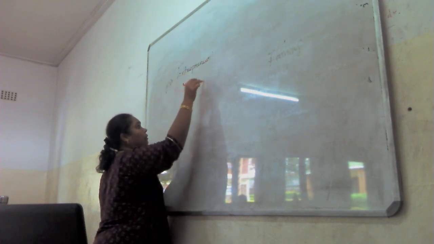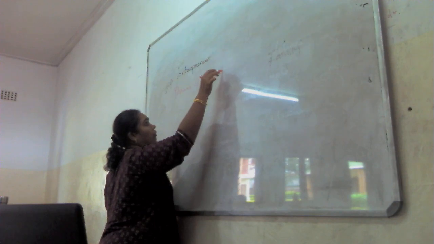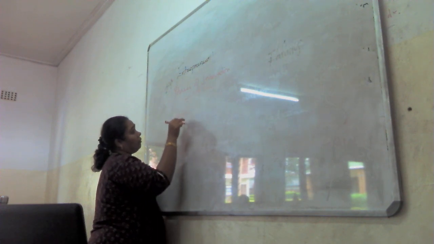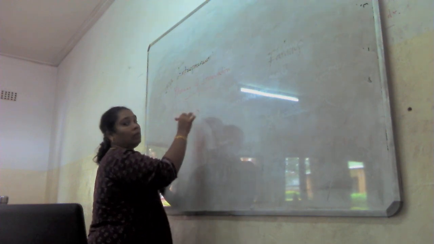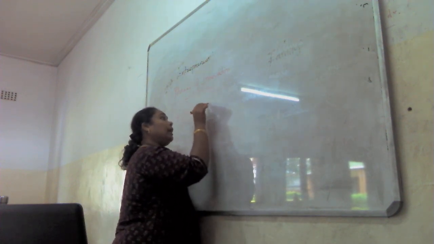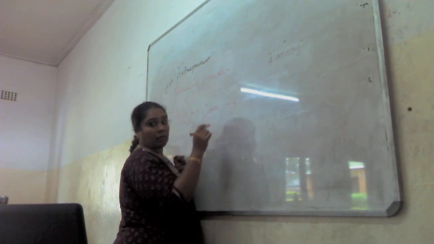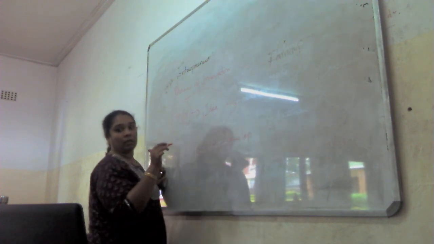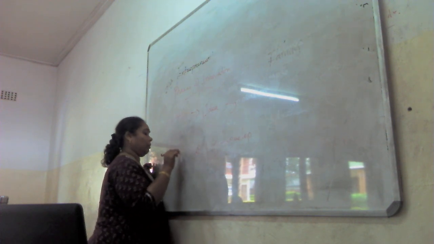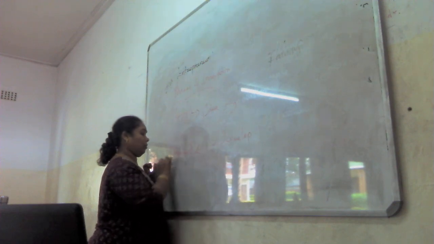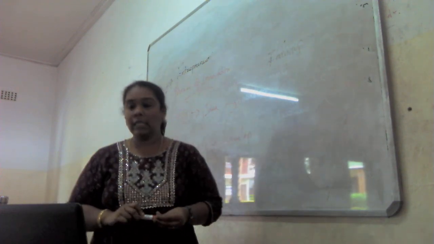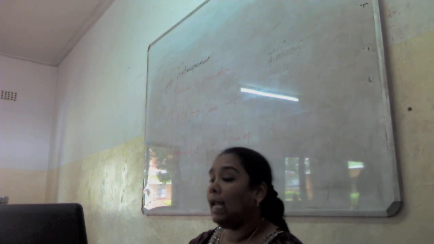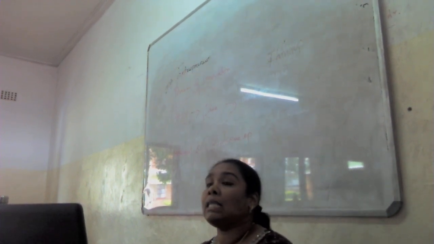Phases of innovation. So the first one is clarify, then idea, then develop, from that, then implement. So these are the four stages or four phases of innovation. First you have to clarify, then idea generation, then develop, and last one is implement.